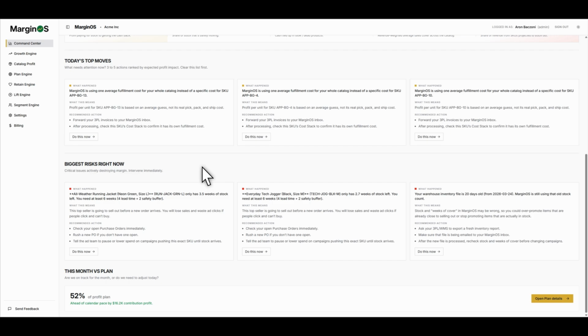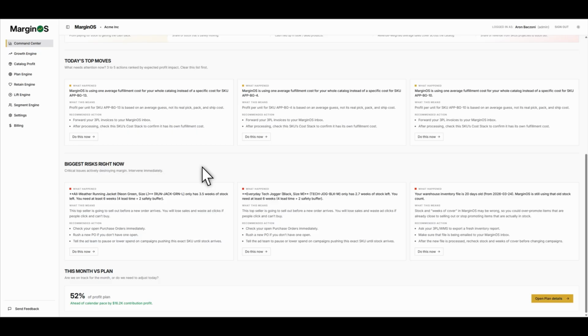Each card starts with what changed as the title, then tells you why it matters and recommends a move. Click a card and MarginOS drops you straight into the exact product family, channel, or SKU that explains it. No hunting through reports. You can literally screenshot a card to a channel lead or ops person and they'll know what to do.